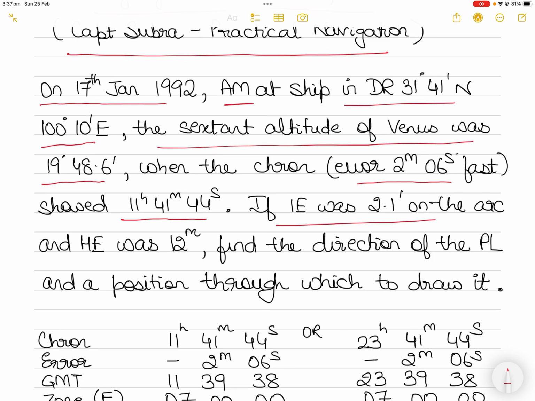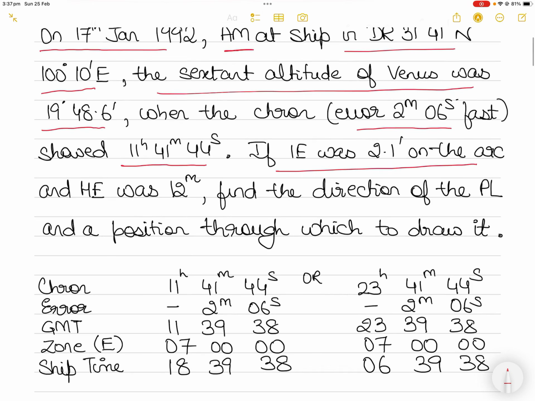If the index error was 2.1 on the arc and height of eye was 12 meters, you have to find the direction of the position line and a position through which to draw it. So when they say a position through which to draw it, in this case of long by Chron, you have to basically find the longitude.